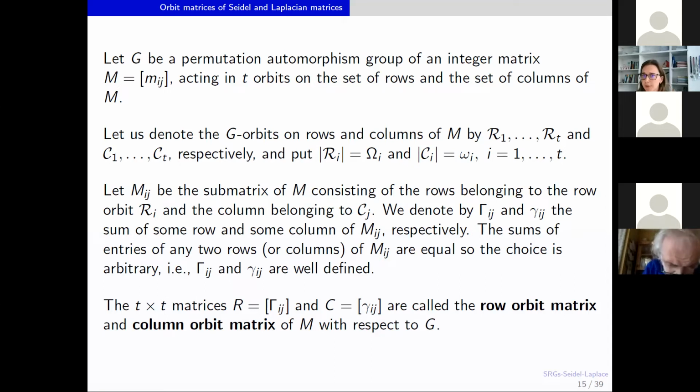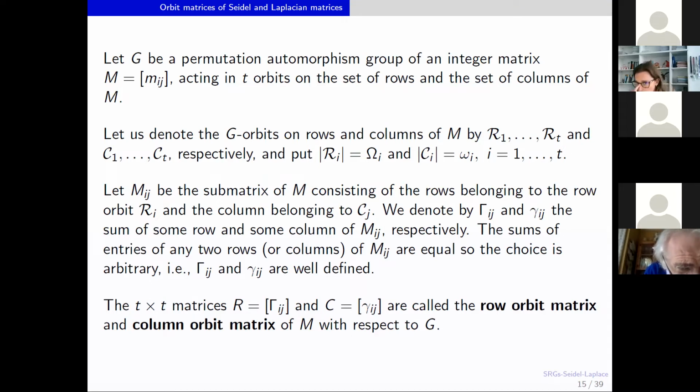Let G be a permutation automorphism group of an integer matrix M. So you are starting from an integer matrix. I'm emphasizing here that it does not have to be a 0-1 matrix. It can be an integer matrix. And let G be a permutation automorphism group that is acting in T orbits on the set of rows and the set of columns of the matrix.